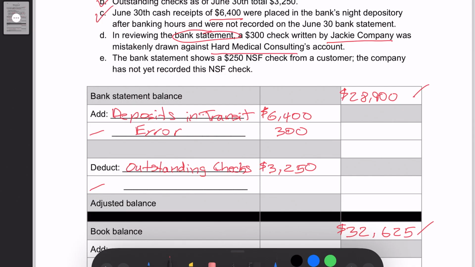Like stated previously, errors are going to be your trickiest instances to go ahead and categorize on the bank rec. So pay particular attention to any time an error occurs.